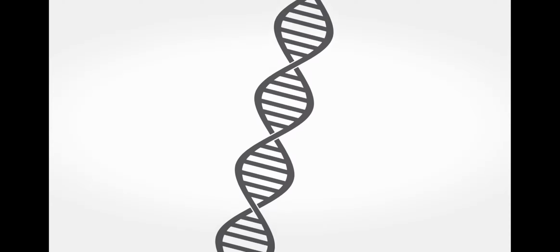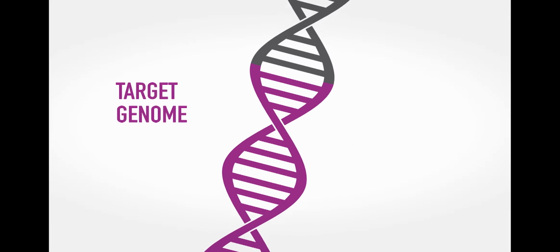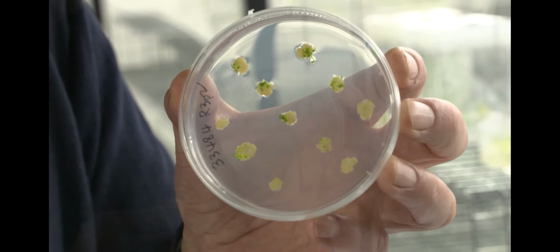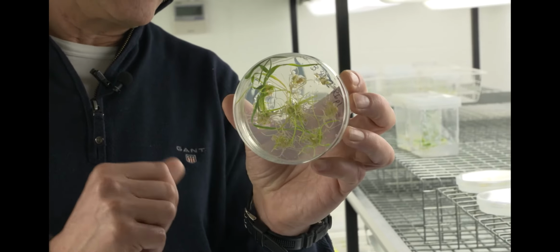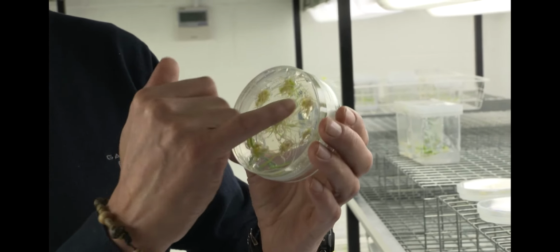At some low frequency, the gene of interest will incorporate into the target genome. Successful transformations are detected using a selectable marker, such as antibiotic resistance, on tissue culture media. Transformed cells are then grown up into small plants through tissue culture. Eventually, those plants can be transferred into the soil and can continue to grow and set seed.